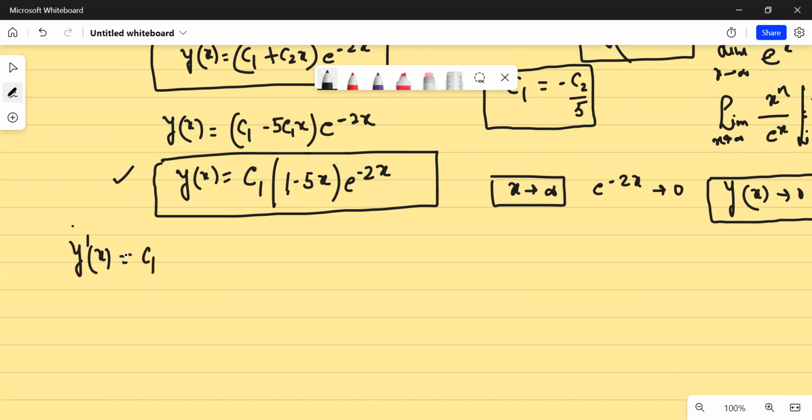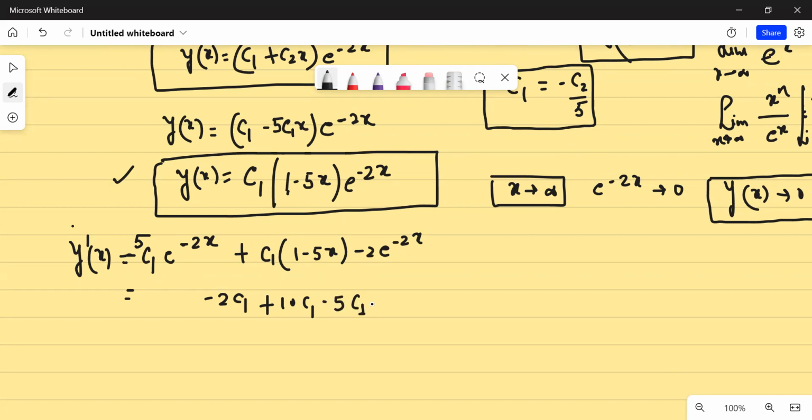The derivative will be minus 5 c1 e to the power -2x plus c1 (1 minus 5x) minus 2 e to the power -2x. This is how it is going to be. So overall, I can write this as minus 2c1 plus 10c1 x minus 5c1, and something like e to the power -2x should come out.